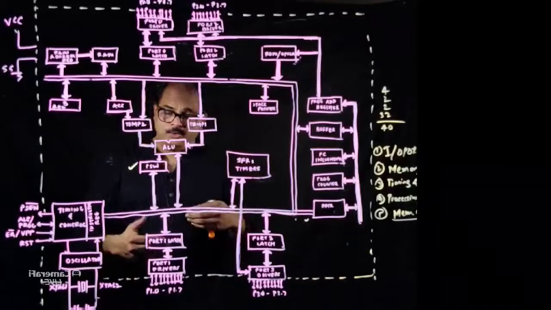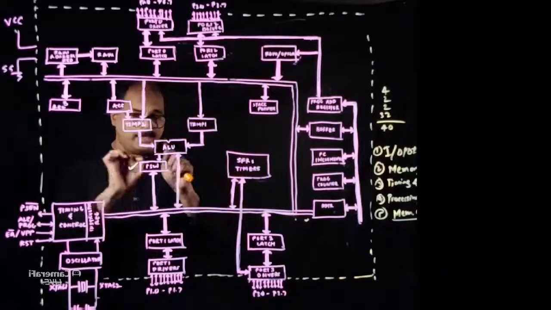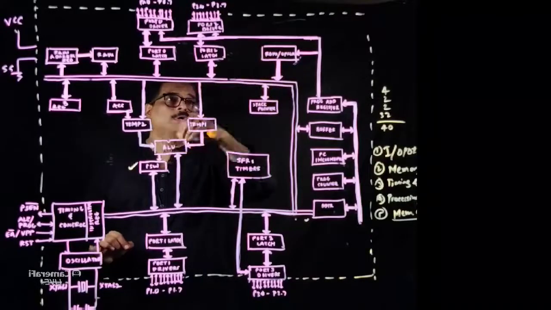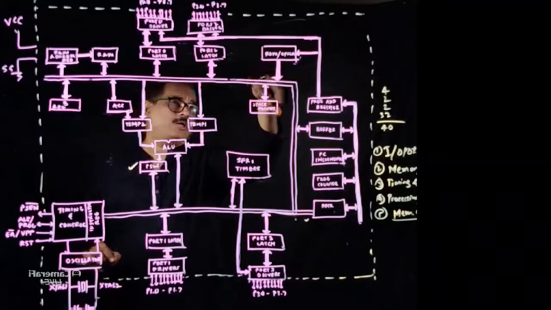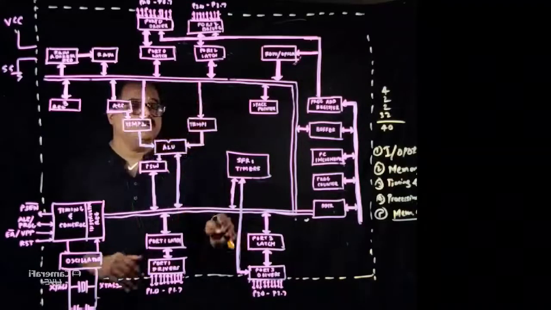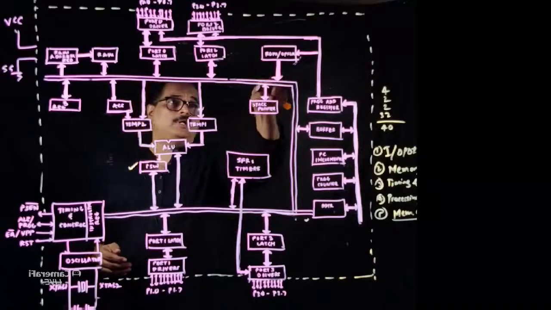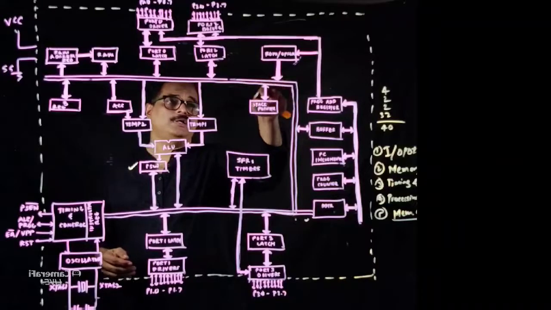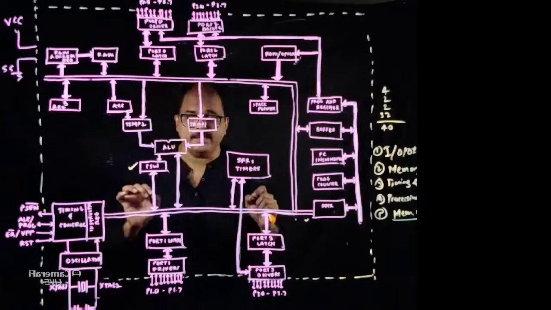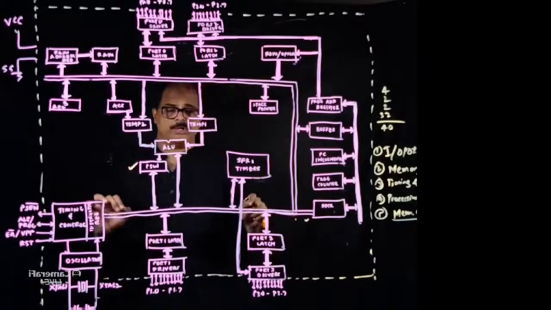In ROM, you store the data when you write a program, compile it, convert it to hex, and store it in a ROM. You can have an 8051 version with a ROM or EPROM, electrically programmable read-only memory. But the arrow you can see has only a single direction. That means the microcontroller is going to read the data from the ROM, and it's not going to write it.